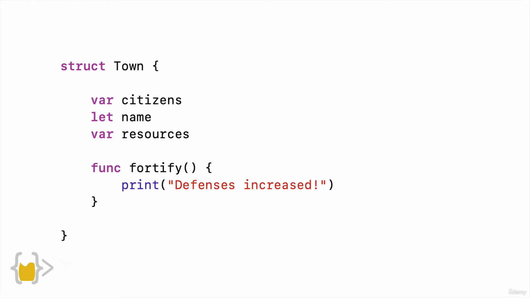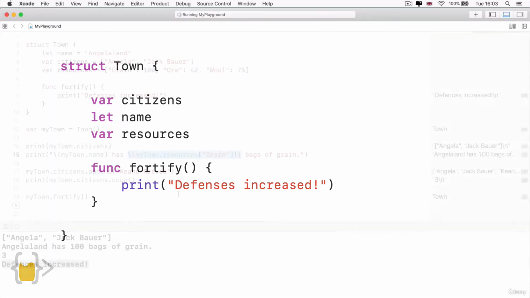Wouldn't it be nice if we could use our struct to act as a blueprint for all of these towns, but still be able to customize each town? Well, that's where the initializer comes in. Let's head back into Playgrounds to see this in action.